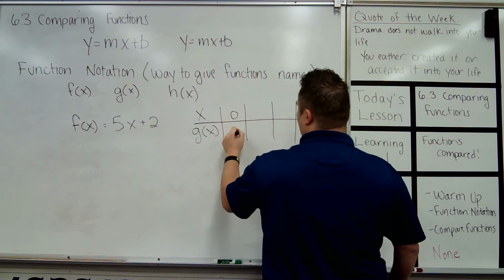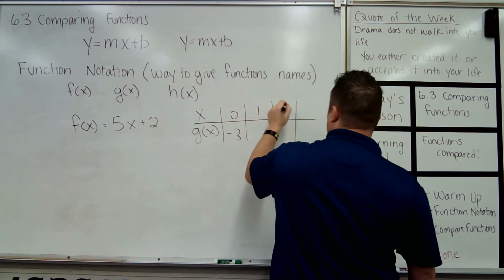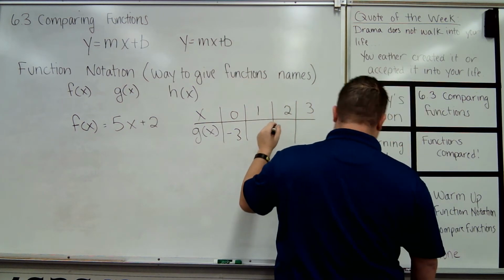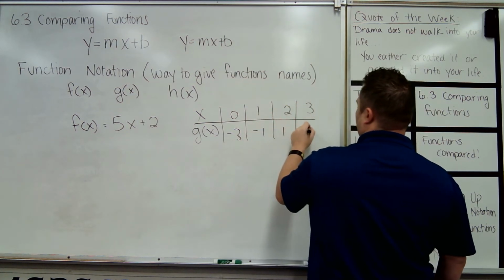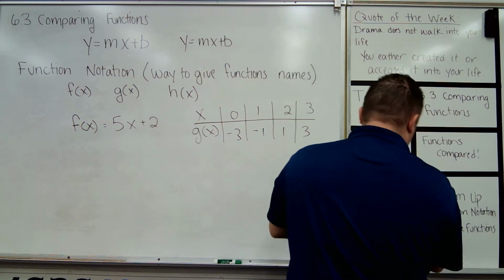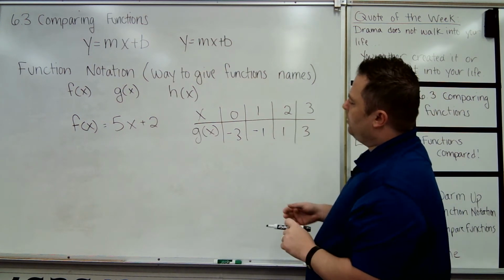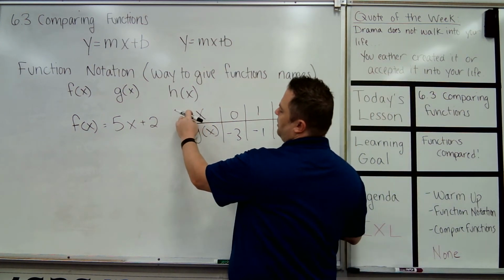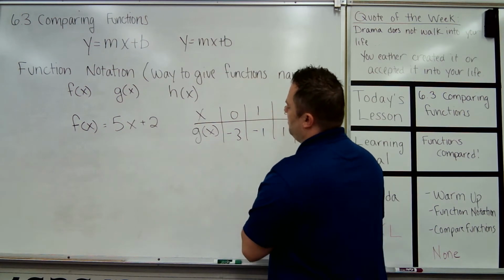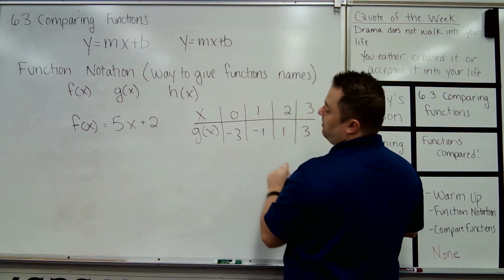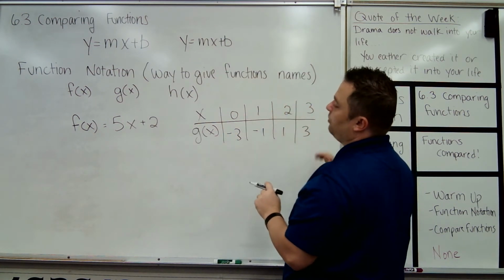Zero, -3. 1, 2, 3, -1, 1, and 3. Okay. So remember, this is just like a table where this was x and this was y. But we're placing the y with its name. Okay, this is still the same table that we know and love.